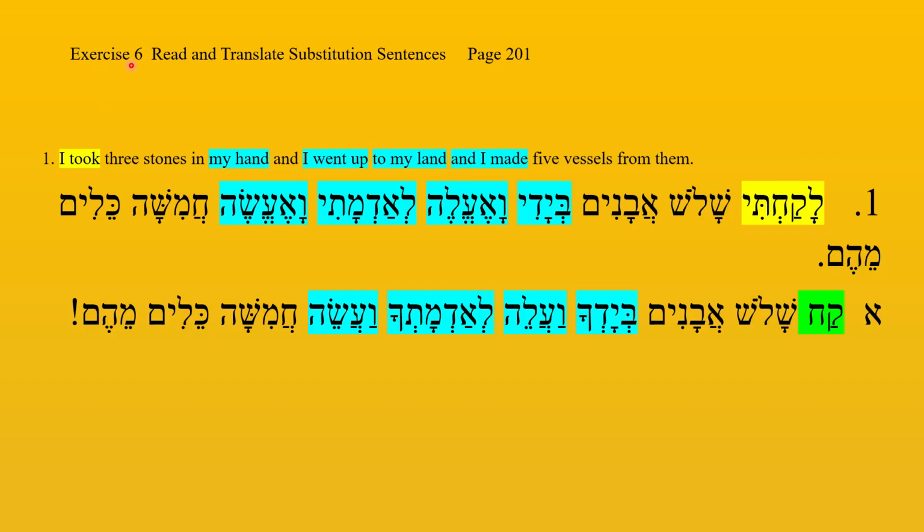Moving on now to exercise 6, also starting on page 201. This is our read and translate substitution sentence exercise. So we begin with the first sentence that they give you, and that would be Lakakti shalosh avanim beyadi ve'ele le'admati ve'ese chamisha kelim mehem.